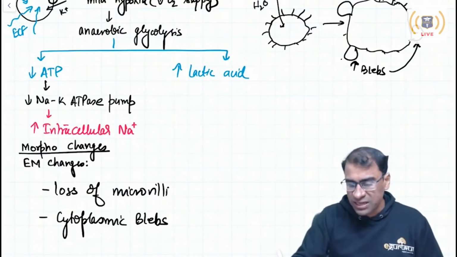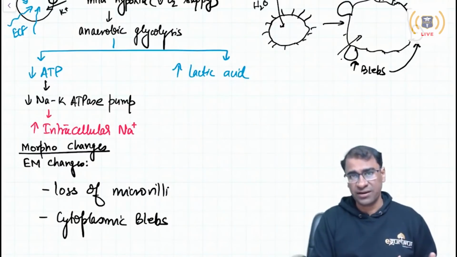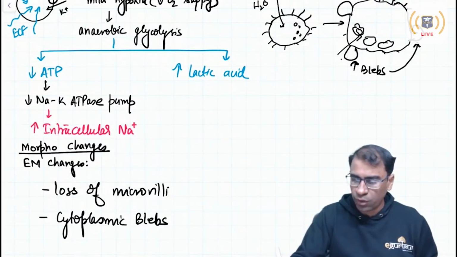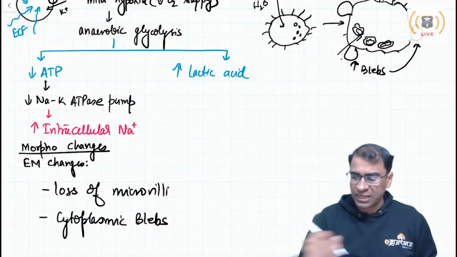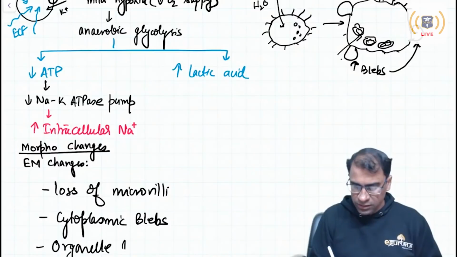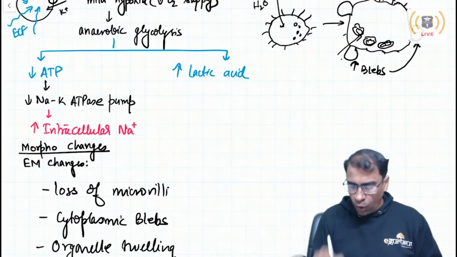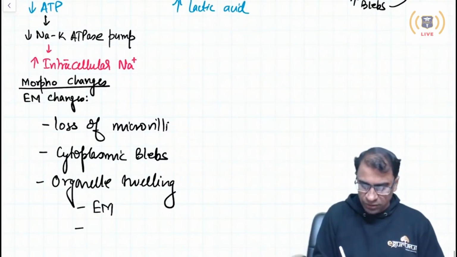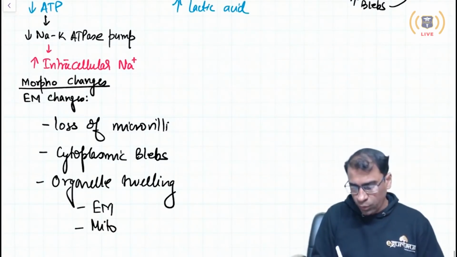Once the water is still moving inside, still the water has not stopped moving inside, the organelles here will start swelling up like this. This organelle swelling may be mitochondria, it may be endoplasmic reticulum. The next finding is organelle swelling. The organelle swelling will include EM swelling and mitochondrial swelling.